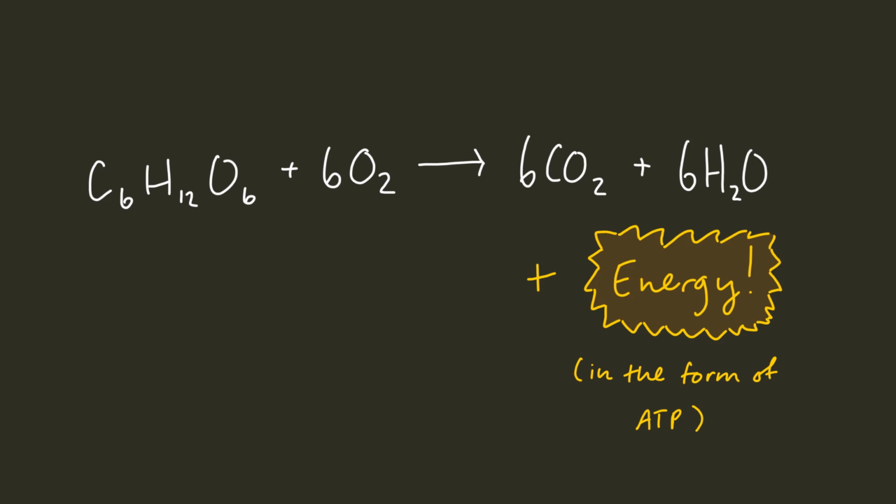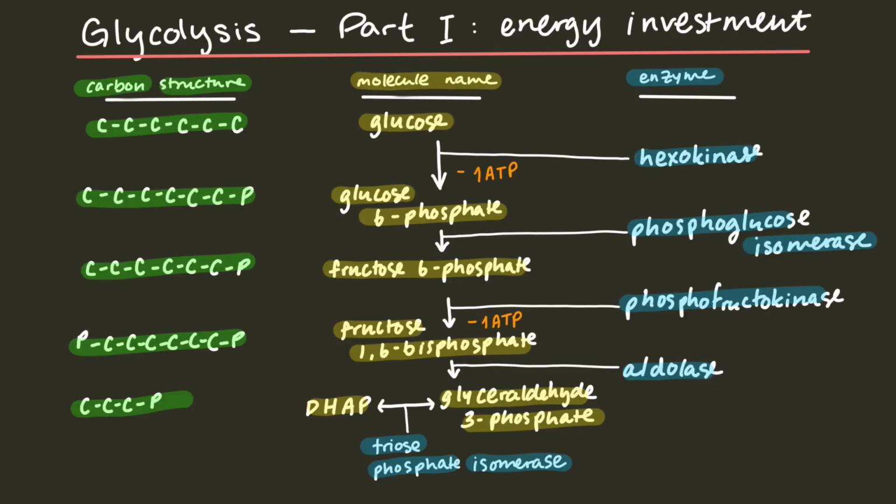ATP synthesis is, at its core, just a combustion reaction involving glucose. Our cells just break this reaction up into multiple steps so that we actually get useful energy out of it and not just a bunch of released heat. We'll start our journey in the cytoplasm of the cell, the site of glycolysis.